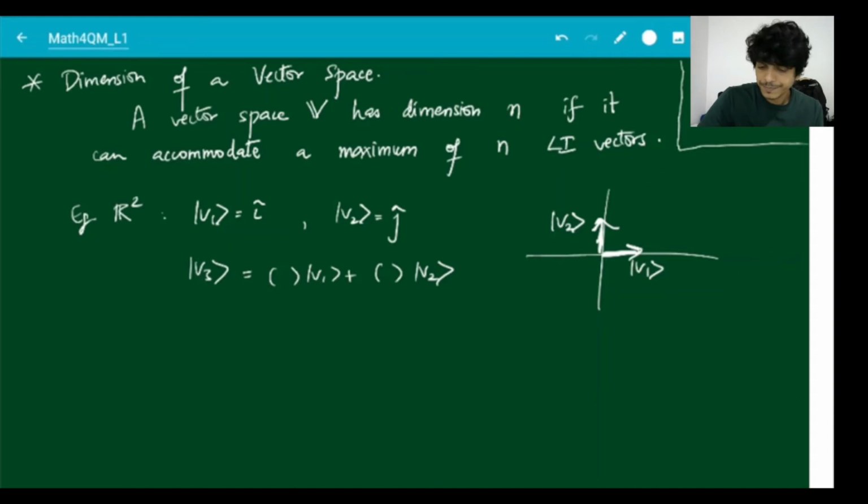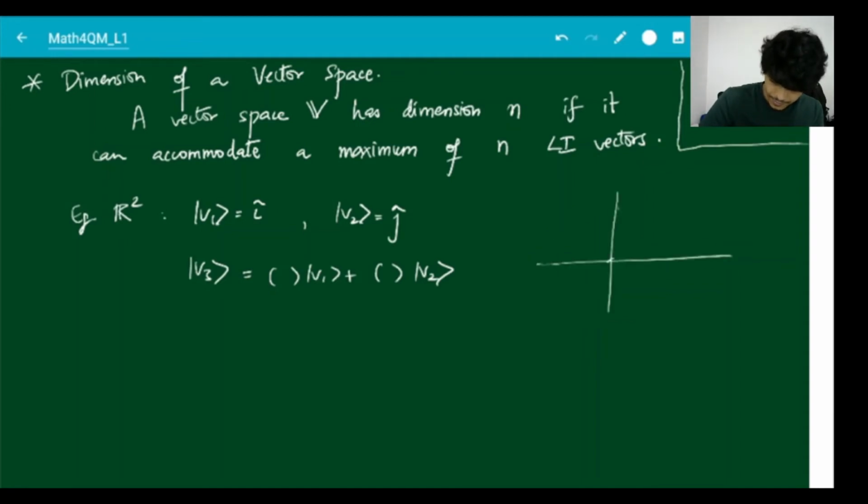One thing I want to make clear, this choice of v1, v2 is not unique. I could have taken any two vectors. I can take my v1 like this and I can take my v2 like this. And I want you to convince yourself that even in this case, any third vector I am able to write in terms of v1 and v2, because I can always multiply v1 by some scalar, I can multiply v2 by some scalar, and I can then add them up to get any other v3.